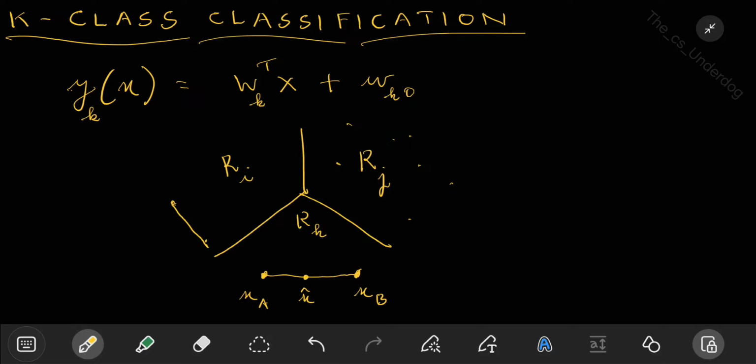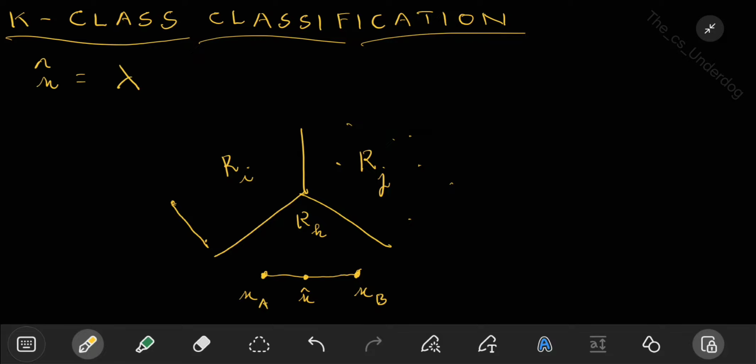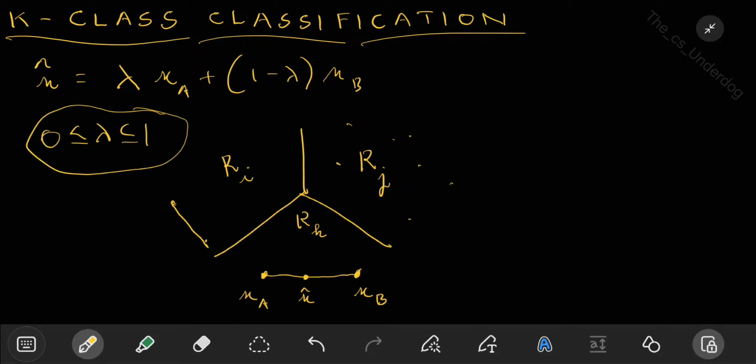Anywhere in this line. If this is x cap, then x cap can be written as lambda into xa plus 1 minus lambda into xb, where lambda is a value between 0 and 1, 0 less than or equal to lambda less than or equal to 1. This is the condition. Then lambda into xa plus 1 minus lambda into xb will give you the value of x cap.